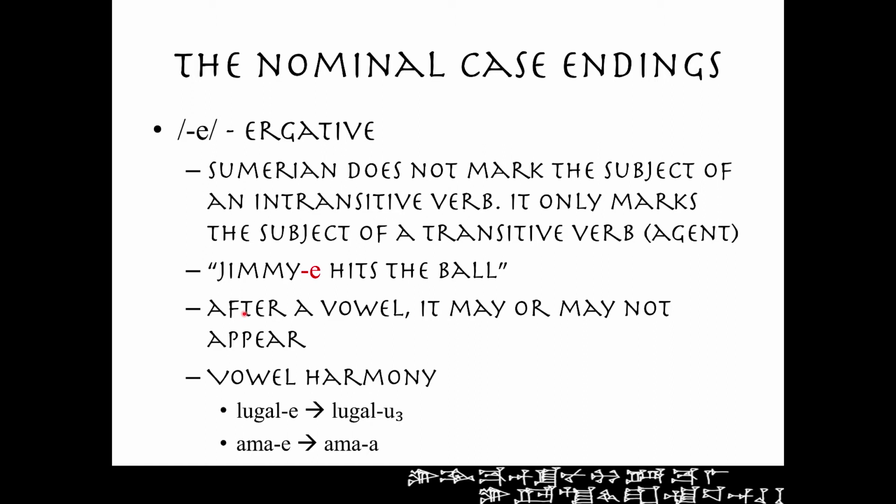Now, after a vowel, the ergative marker, that -e, may or may not appear. Sometimes it will have vowel harmony. And vowel harmony means that the vowel changes to reflect the sound of a vowel around it. So in this case, lugal-e might appear lugal-u. Notice it's harmonizing with this u back here, lugal-u. Ama-e might appear ama-a. So vowel harmony between these vowels, ama-a instead of ama-e.